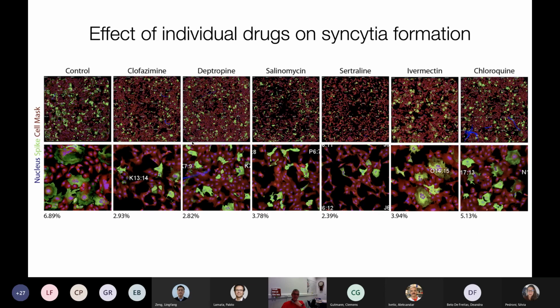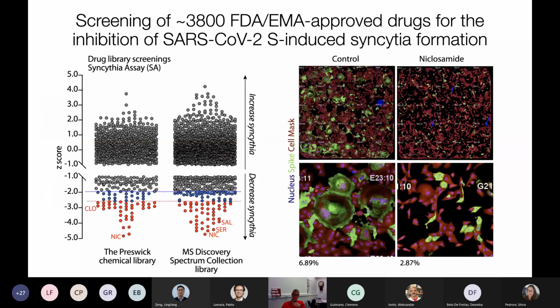This is how the screening looked. These are some of the drugs we selected. For example, these are big syncytia that are formed in the control, and this is one of the effective drugs. You see that the cells are still transfected with spike, here in green, but they remain very small. And this is one of the top drugs in our screening: big syncytia in the control; with the drug, the cells still express spike, but they remain very, very small. You can see also here.